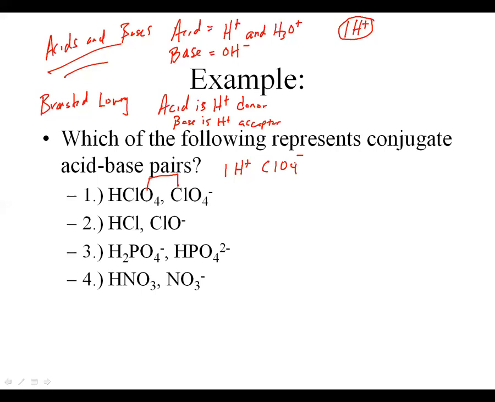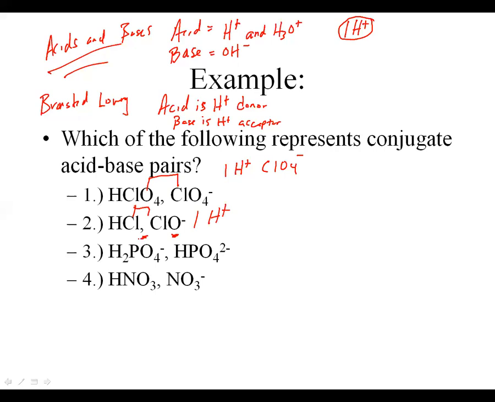Number two, now you may be tempted when you look at number two to think that it is a pair and the difference is 1 H plus. So there is definitely a difference here of 1 H plus. But there is also a difference of an oxygen. The one on the left does not have oxygen, which is hydrochloric acid. The one on the right does have oxygen, and that's actually hypochlorite.